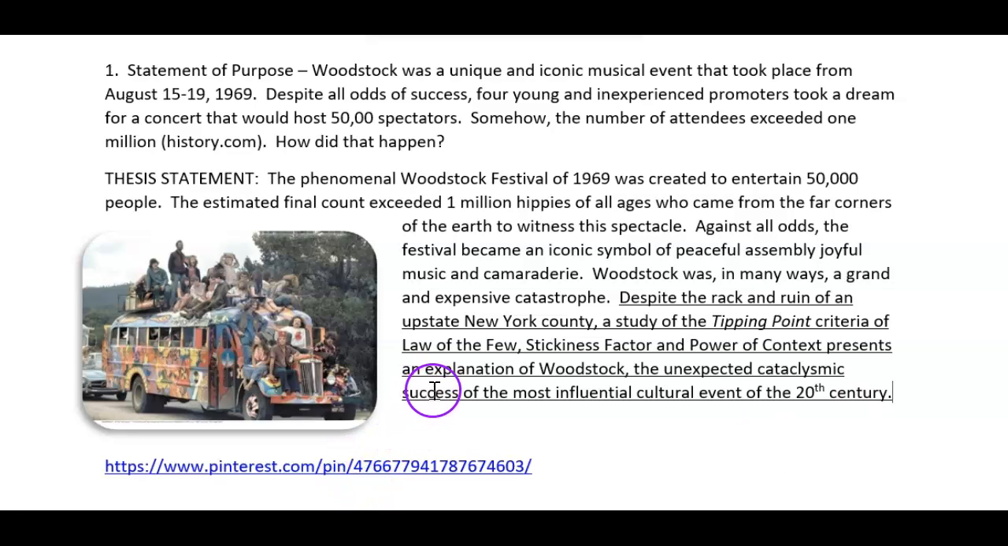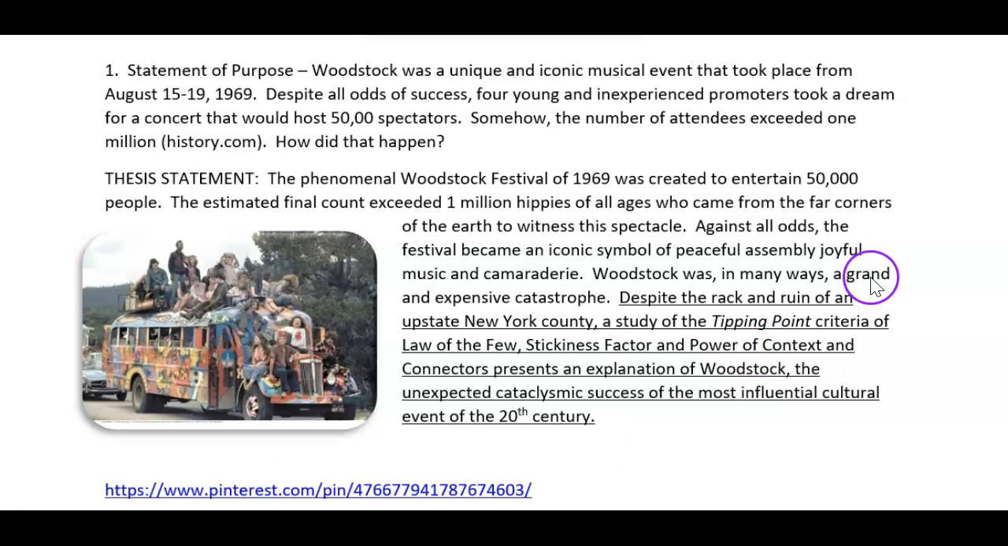And this changes just a little bit at the bottom because I haven't done my theory yet. At the time I write my proposal, I have not yet completed my theory. So you'll see as we go through that my theory changes, and when my theory changes, this little bit of it changes a little bit. But here's my theory, here's my structure. Despite the wreck and ruin of an upstate New York county, a study of the tipping point criteria of law of the few, stickiness factor, power of context, and connectors presents an explanation of Woodstock, the unexpected cataclysmic success of the most influential cultural event of the 20th century.